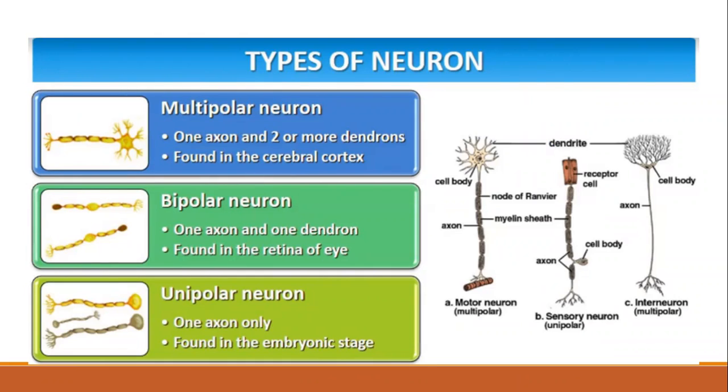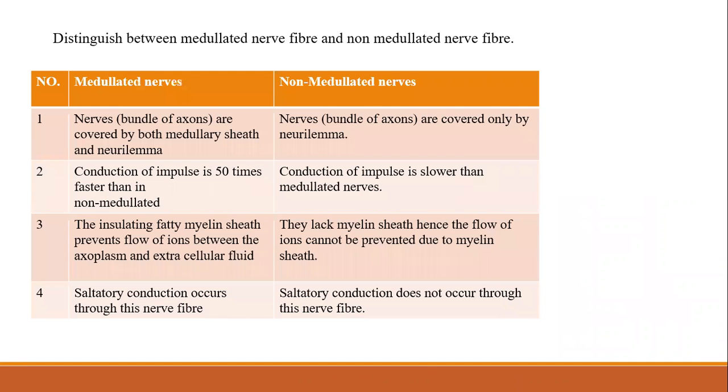Bipolar means it will have one axon and one dendron. Usually you can see this in the retina of the eye. That's the best example for it. Unipolar neuron, what is it? It has only one axon, and it is seen in our embryonal stage. So along with the diagrams, you have to study all three types of neurons.